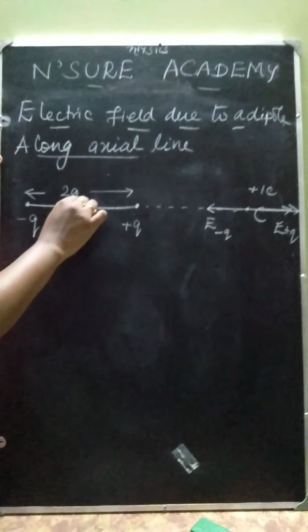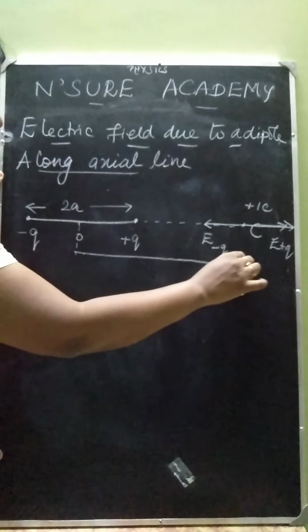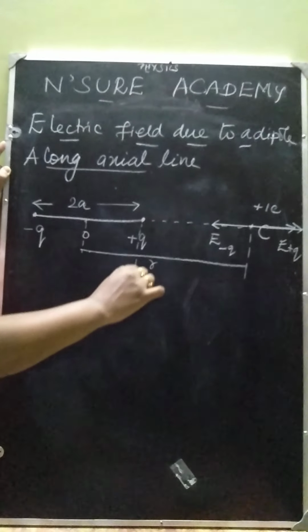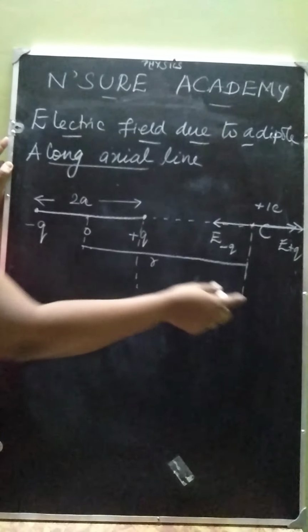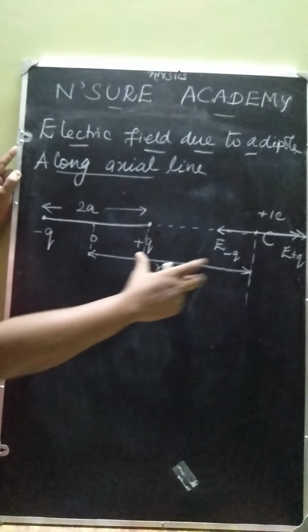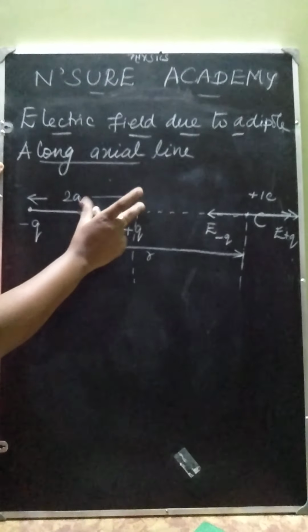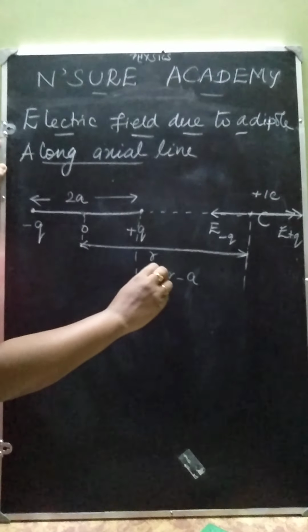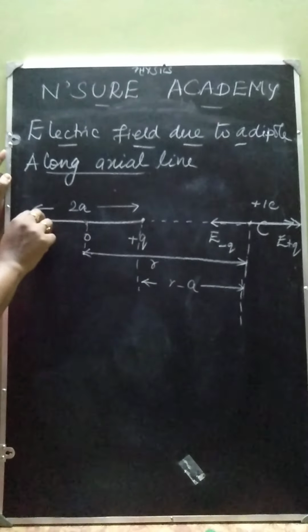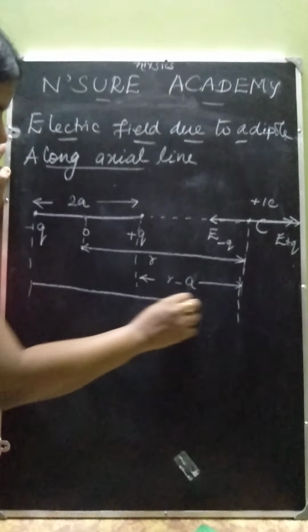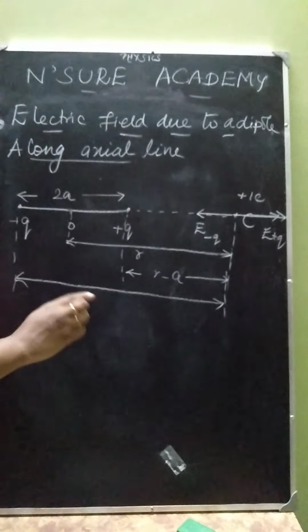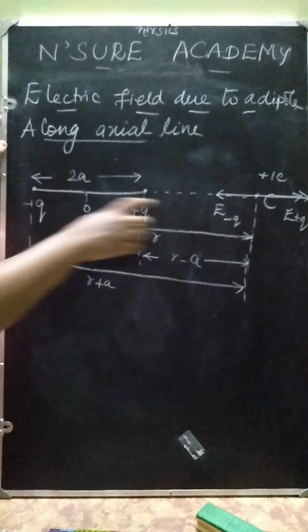Now, let's find out the distances. The point C is located at a distance r from the center of the dipole. Then what is the distance of plus q from this point where the test point C is located? If this distance is r, then r minus a is the distance between the plus q and the test point. And what about the other one? From the center it is r, so r plus a is the distance between the minus q and the test point.